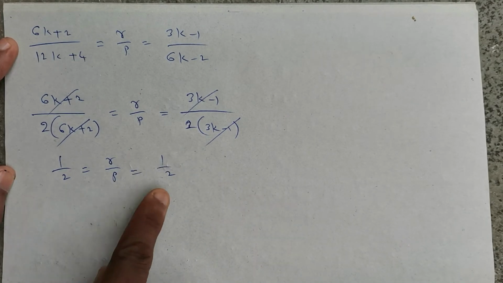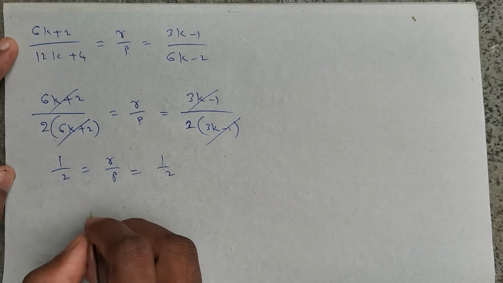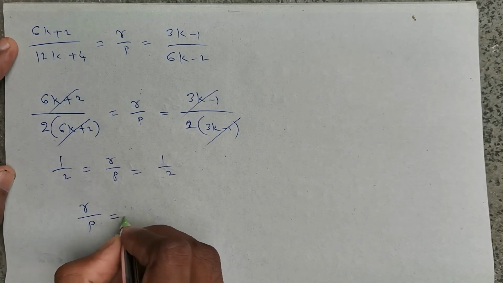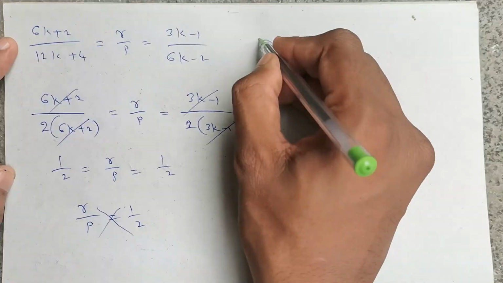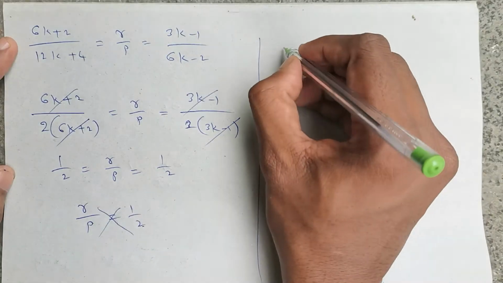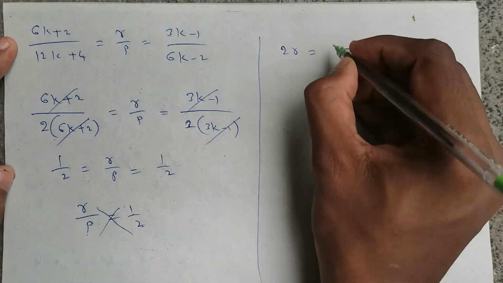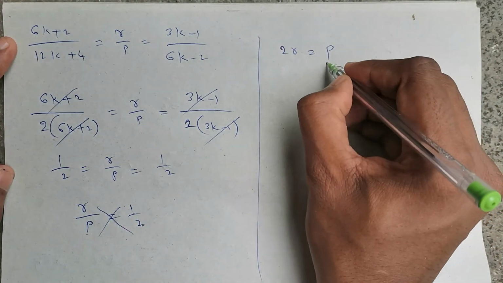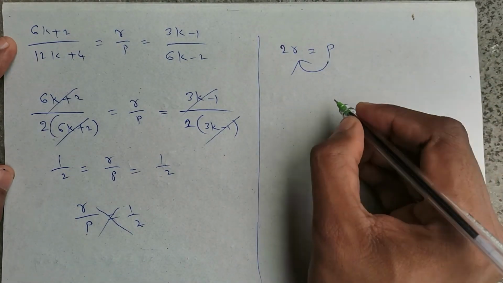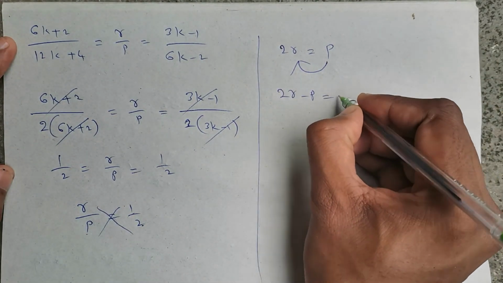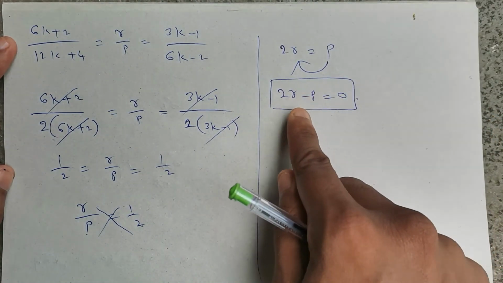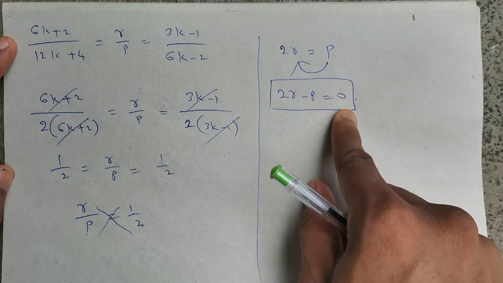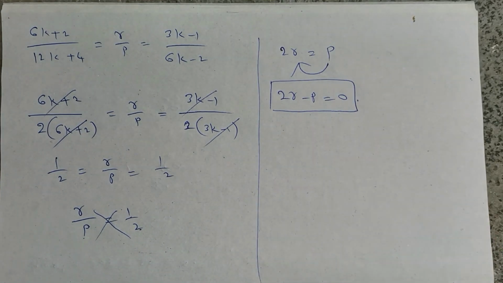Any one, either this left side 1 by 2 or right side 1 by 2 we can take, so we will get r by p is equals to 1 by 2. I will do cross multiplication, so we will get 2 into r, 2r, which is equals to p into 1, p. Now I will take this p to the left side, so we will get 2r minus p, which is equals to 0. This is the value we need to find out. 2r minus p value is equals to 0.